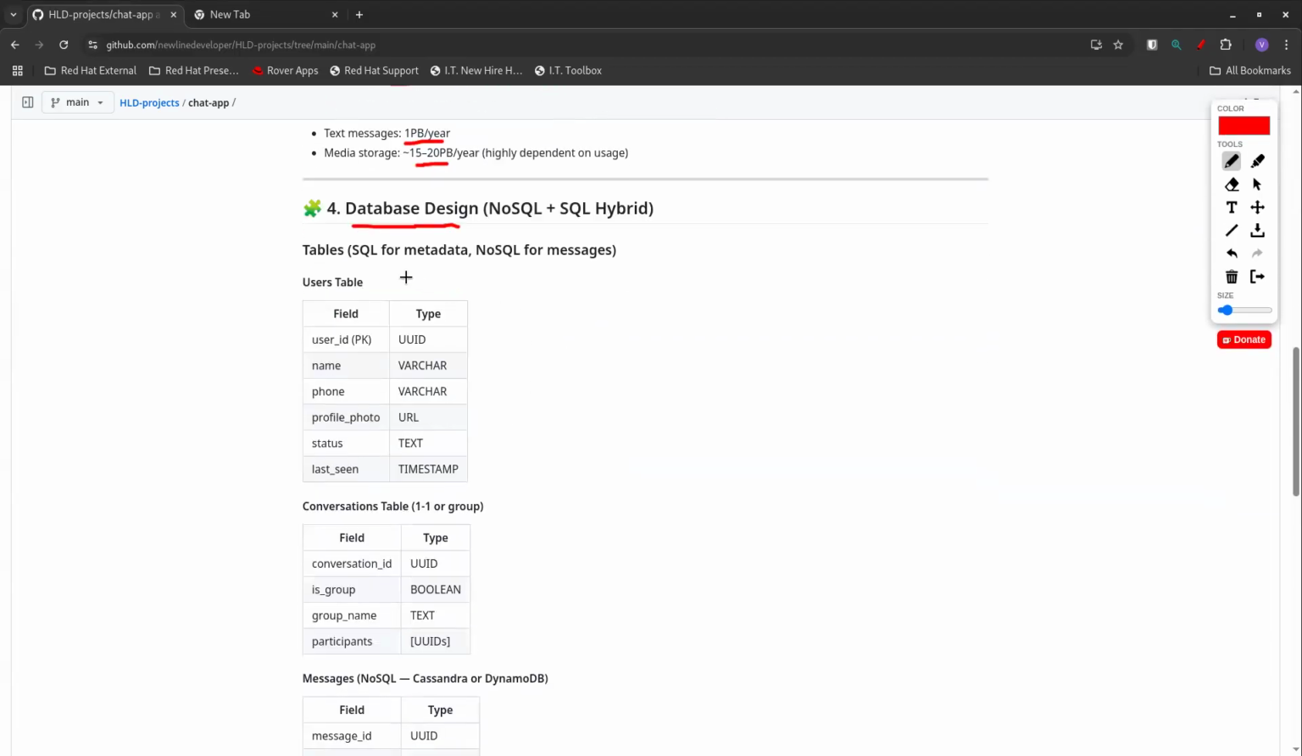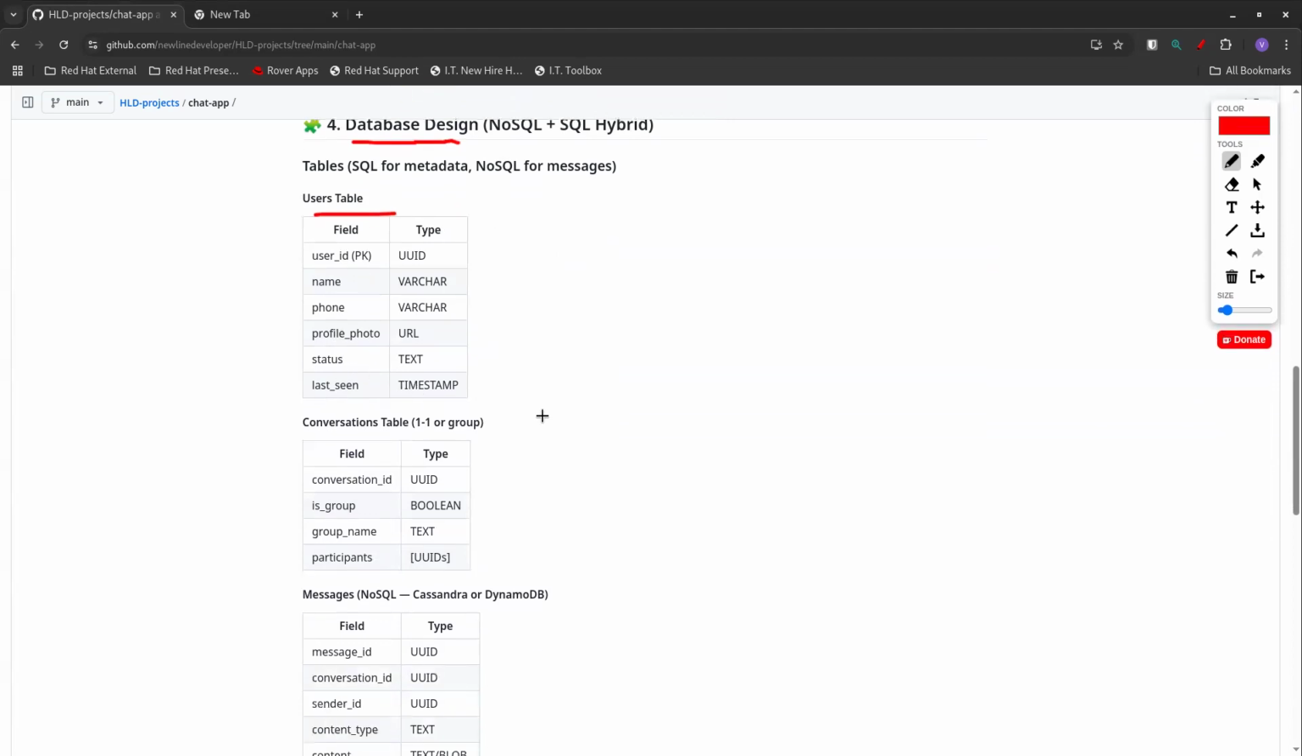Then what is the database design? What are the tables we need? So we need a user table. It has user ID, name, phone, profile photo, status, and then when they were last seen. Okay. So we can keep two different kinds of tables, SQL for metadata, NoSQL for messaging. So we can use a hybrid approach.